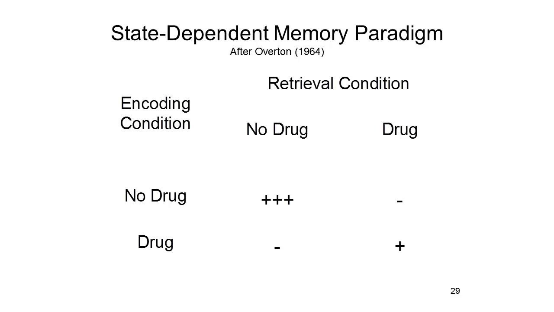But the important finding of the Overton experiments is that performance on the test depended on the match between the animal's physiological state at the time of learning and the animal's physiological state at the time of test. Performance was best when the two matched, when the state at retrieval was congruent with the state at encoding. Put another way, memory was best when the conditions of retrieval matched the conditions of encoding, and that's what the encoding specificity principle is all about.